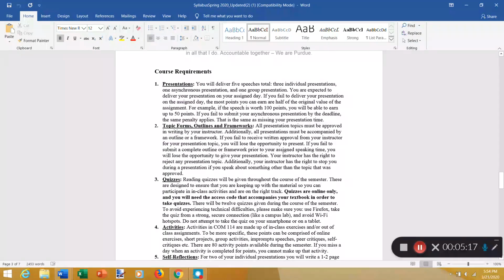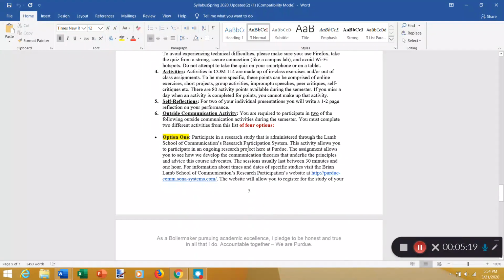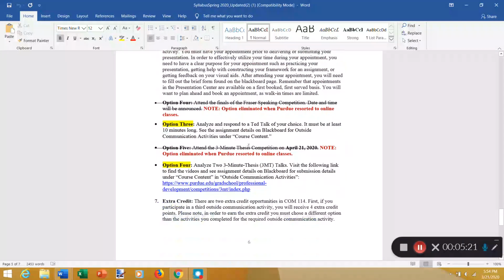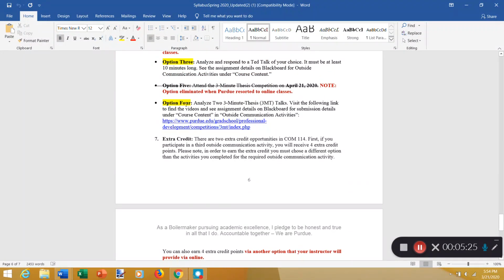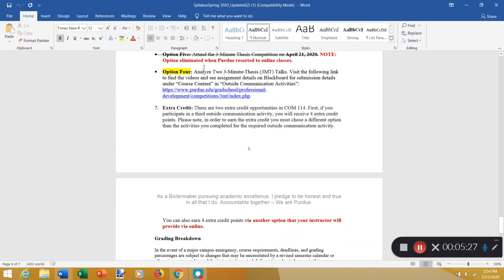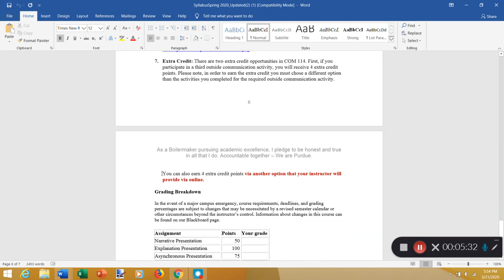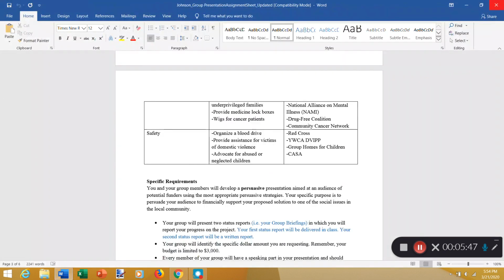Those are the same. I've updated the activities, and I will go over that more in a little bit. There are 4 options. There's also extra credit if you do a third outside communication activity, and then you also will have another option for extra credit that I will at some point figure out. I'm still figuring it out, but I will let you know what it is at some point, not too far in the future. So that's the syllabus.